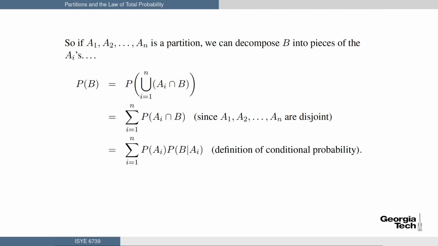Now I apply conditional probability, and the probability of the intersection is the probability of Ai times the probability of B given Ai. And so we keep that sum. This is the law of total probability. And I've got to say, it's not only a great idea, it's the law.